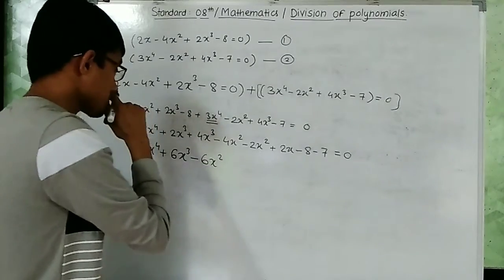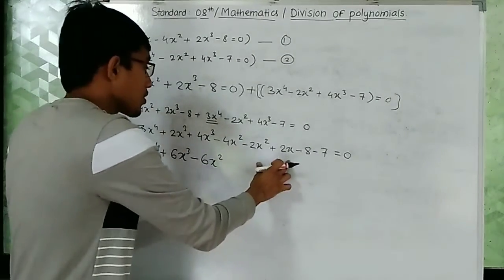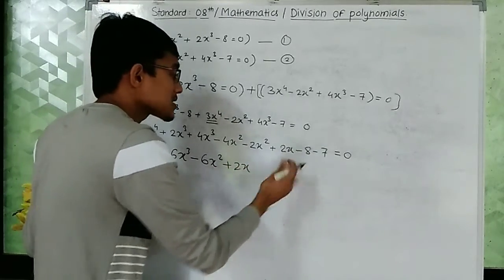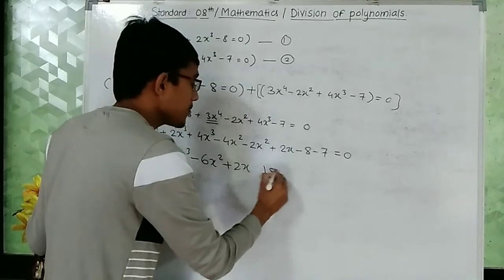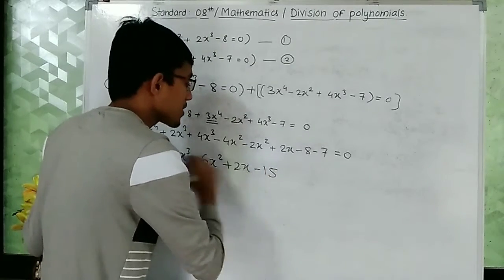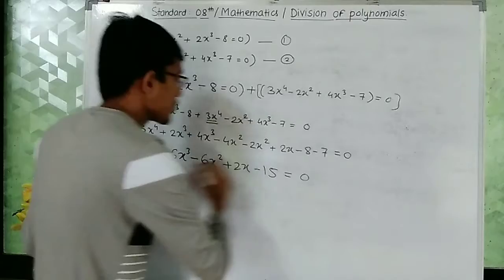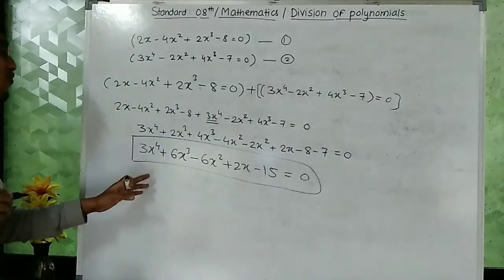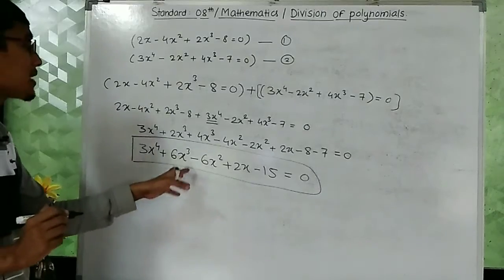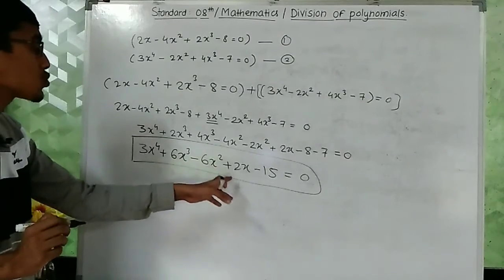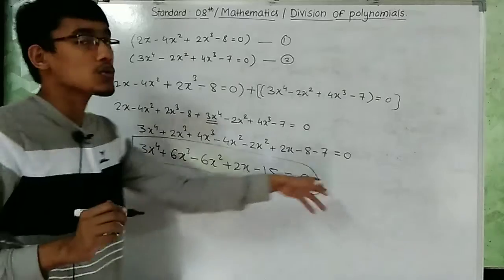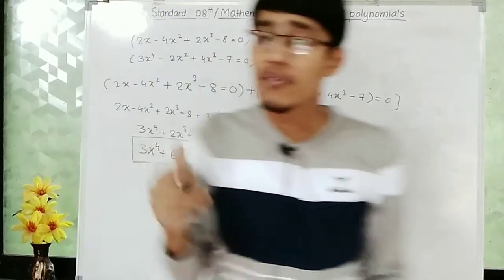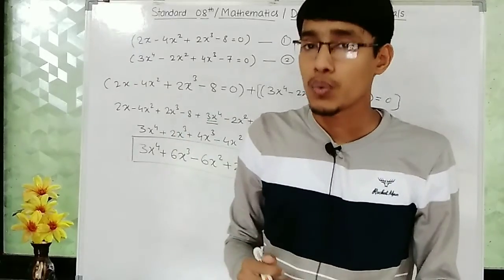Then 2x will be as it is, minus minus becomes plus, 8 plus 7 is 15. And the sign of the bigger number, that is minus sign, that is equal to 0. So we got the addition of these two polynomials as 3x raised to 4 plus 6x cube minus 6x square plus 2x minus 15 equal to 0. In this way we can add, and in a similar way we can also subtract.